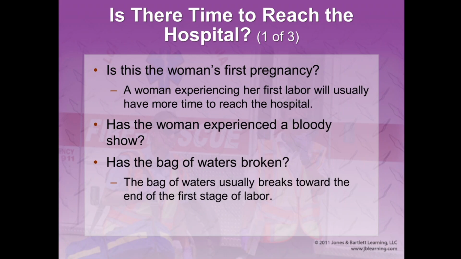Ask her, has her water broken or has the bloody show occurred, which is just a term used to describe a leakage of fluids or discharge from the vagina, which is indicative of delivery. If either one of these things has not occurred and it's her first pregnancy, then we know that we may have more time to get her to the hospital.